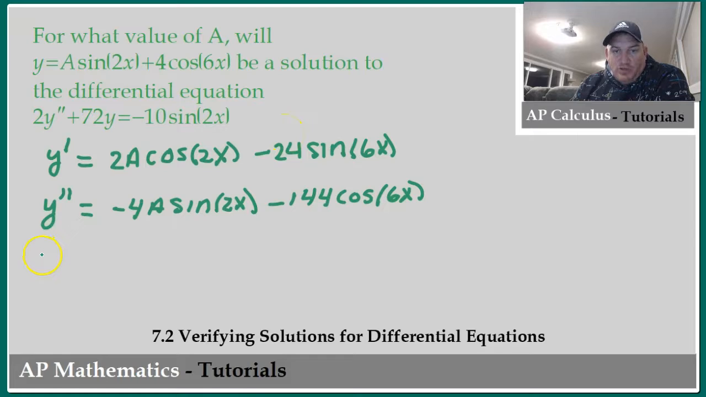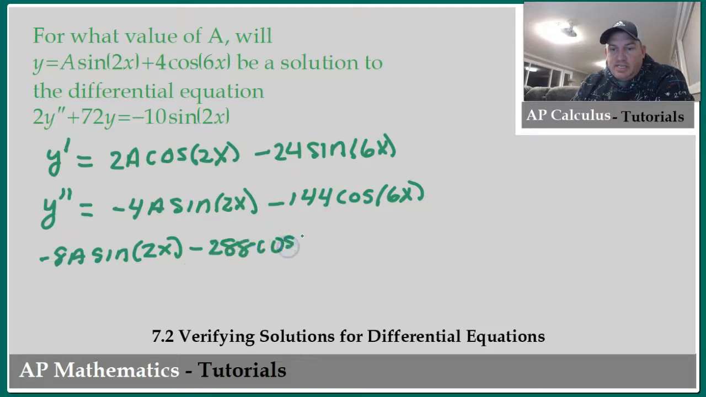Alright, so we're going to have 2 times y double prime. So that leaves me negative 8a sine 2x. And then minus 288. Sounds nice and big, but we're just going to go with the flow here. 288 cosine of 6x. And that's 2 times y double prime.